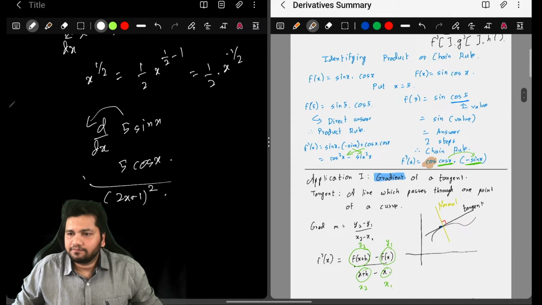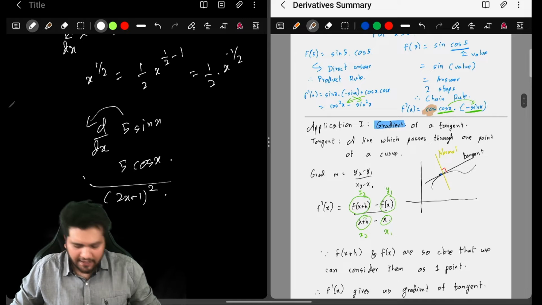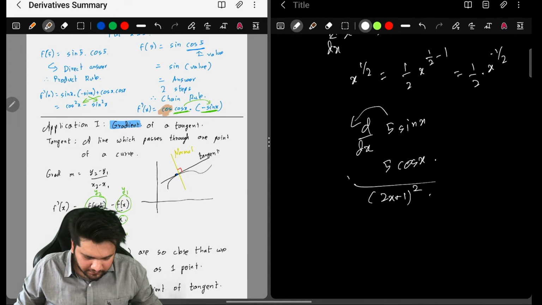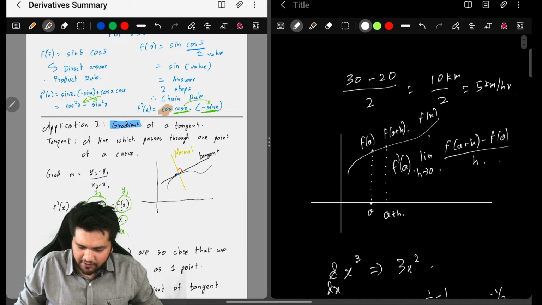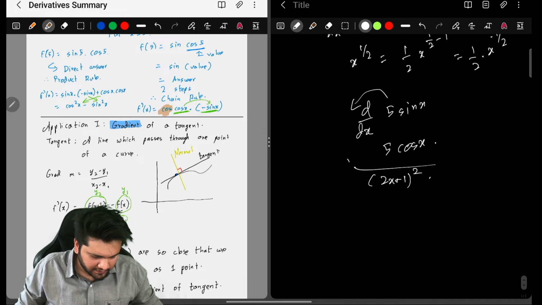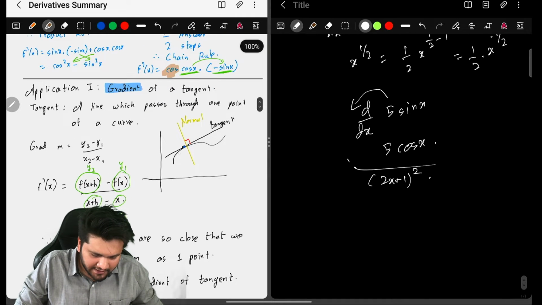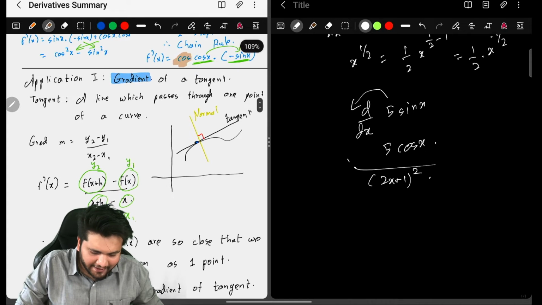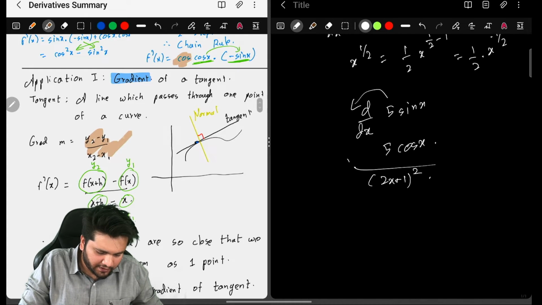That's your answer. The first application is gradient of the tangent. As we know, the first principle is what? f of a plus h minus f of a upon h. So as you can see, if there is a curve like this, the gradient of the curve is generally y2 minus y1 upon x2 minus x1.